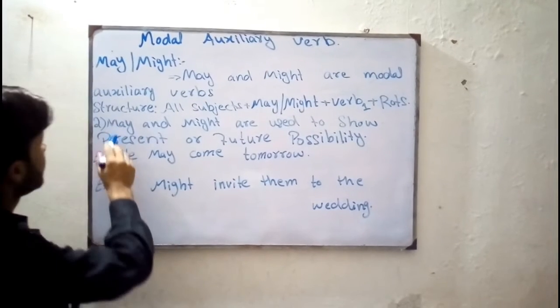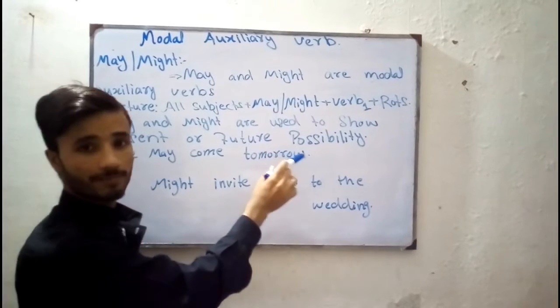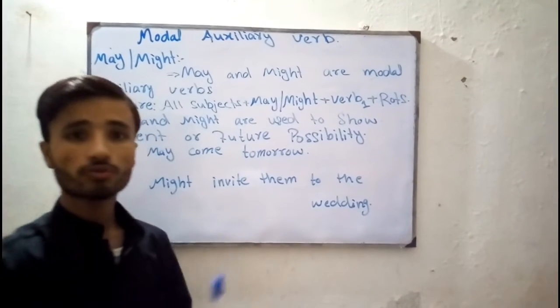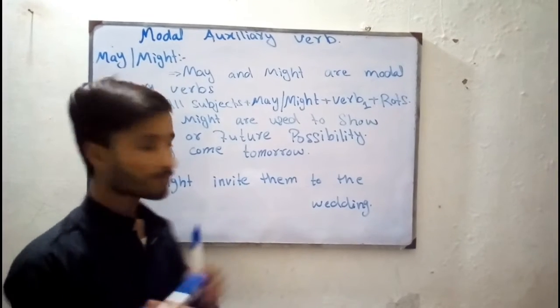See, may and might are used to show present or future possibility. It is used to show those possibilities which are happening in present or in future.